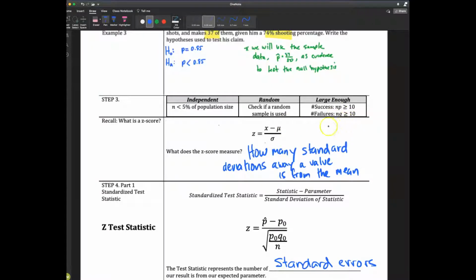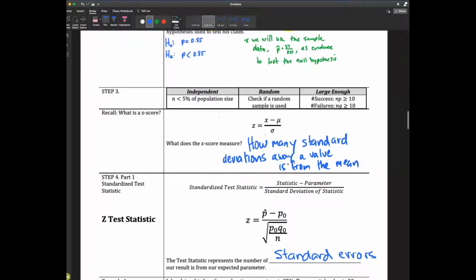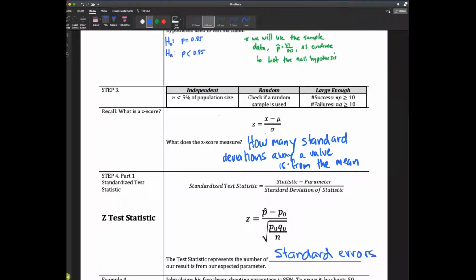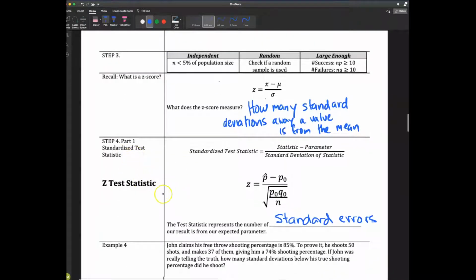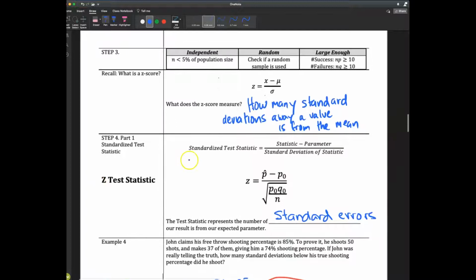The events are independent. You have random, that you have some random process, right, to collect the data, and then it's large enough. So we're talking about proportions. We're looking at n times p is greater than or equal to 10 and n times q. So we're looking at that. And now to continue with this hypothesis test, after we know the requirements are checked, the next part, step 4, is we actually have to calculate a test statistic. And for a proportion hypothesis test, we calculate a z-statistic, right?